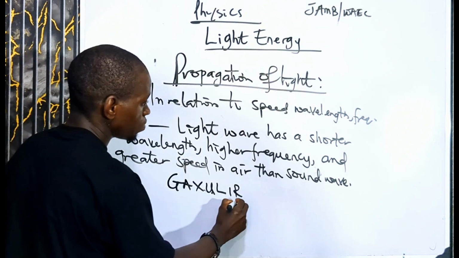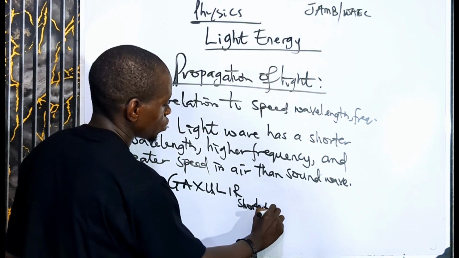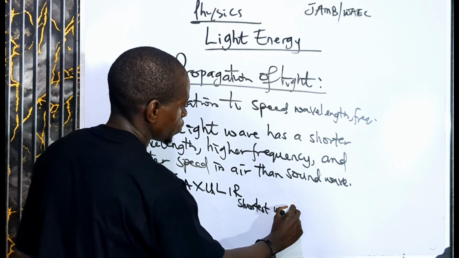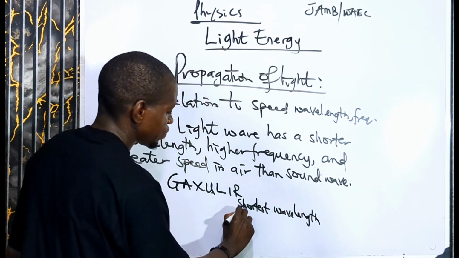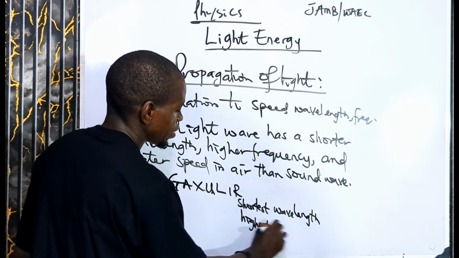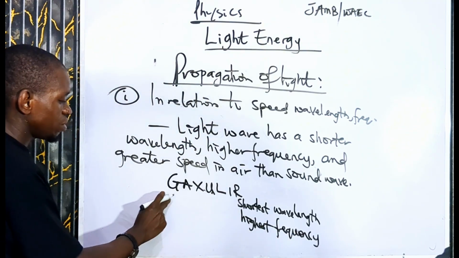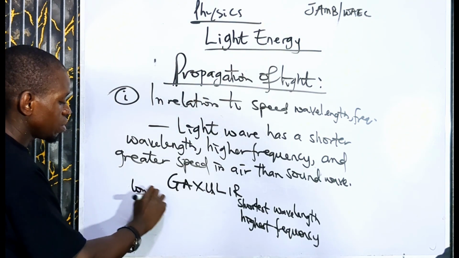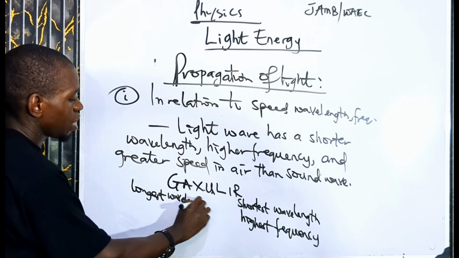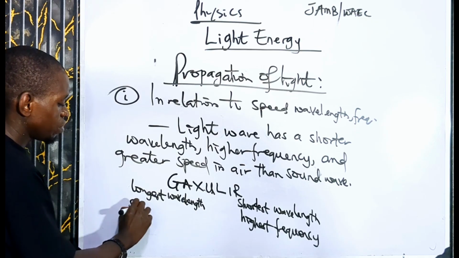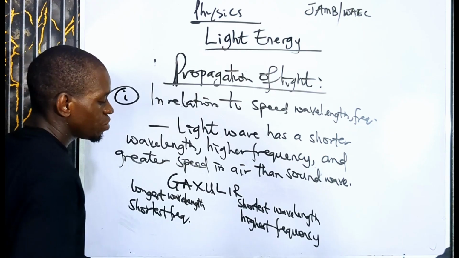Now, coming to this end, this place has the shortest wavelengths and the highest frequency. Just take note of this. Then coming to this end is going to be the longest wavelength and the shortest frequency. So what exactly do we mean by that?